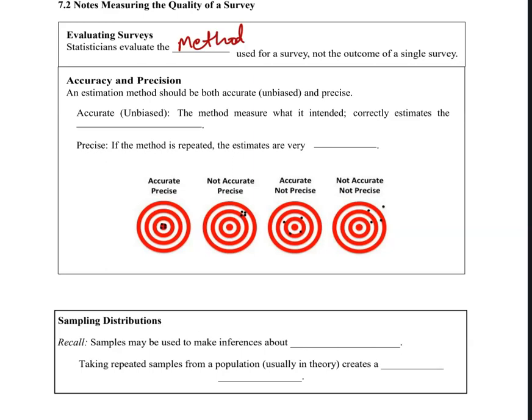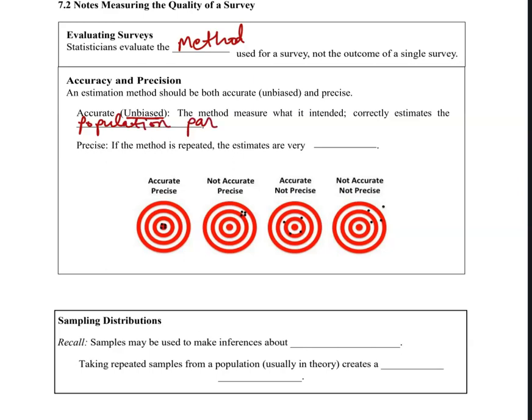Accurate: we get accuracy by reducing biases. The less bias we have, or our goal is to be unbiased, that gives us accurate results, meaning the method measured what it was intended to measure. It correctly estimates the population parameter.